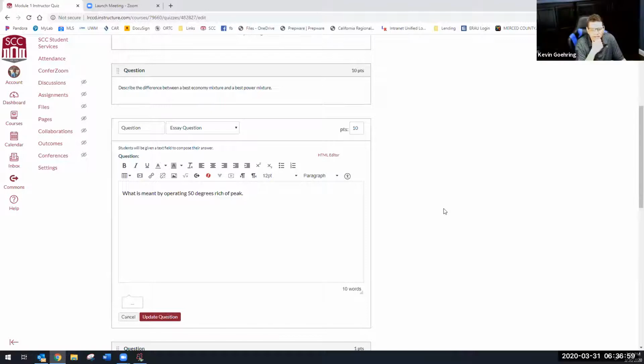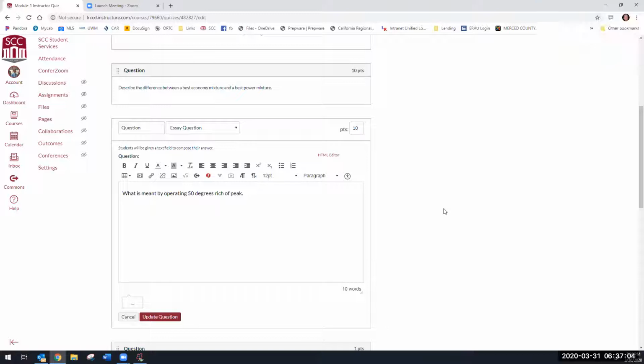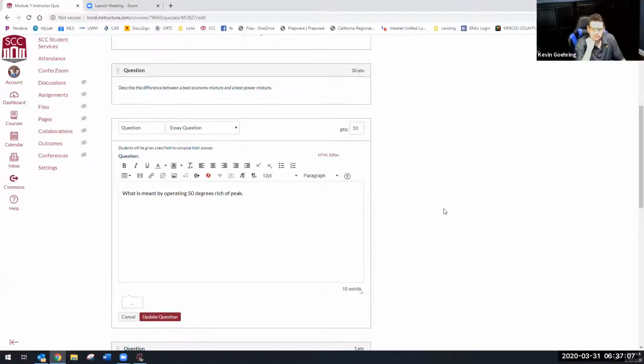That works. So rich of peak, I need to see something about EGT, because when we talk about that, it's really EGT in there. Rich of peak, EGT. What I'm hearing from PK is that he was thinking about it in terms of CHT. And quite honestly, there's an argument to be made where somebody could say, yeah, I operate 50 degrees rich of peak CHT. You could do that, especially with the gauge I have in my aircraft.